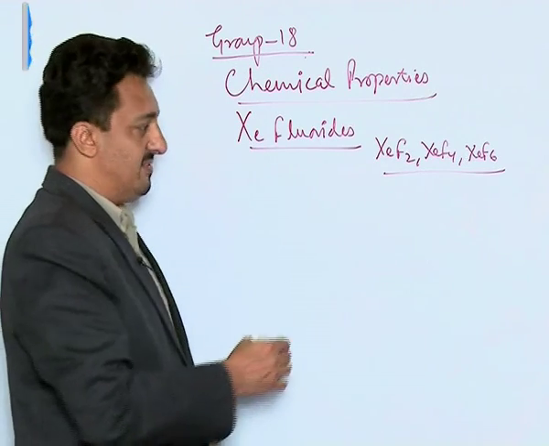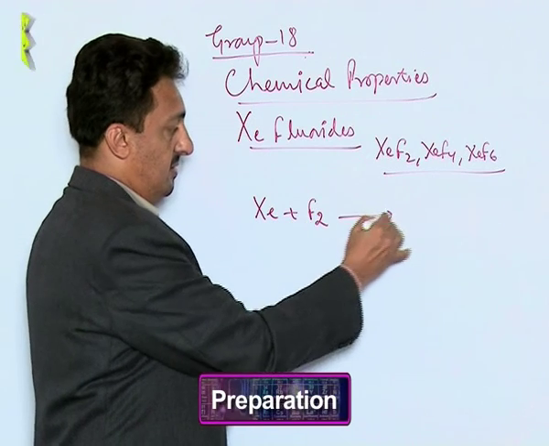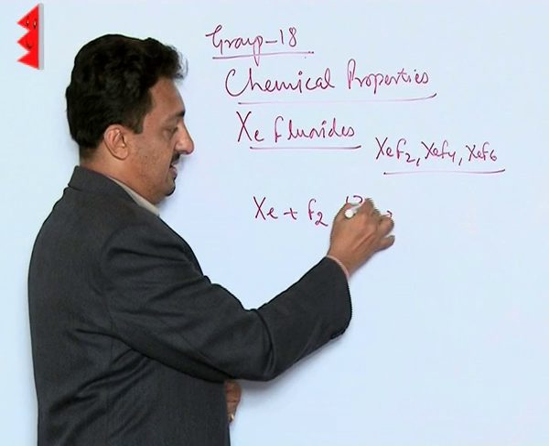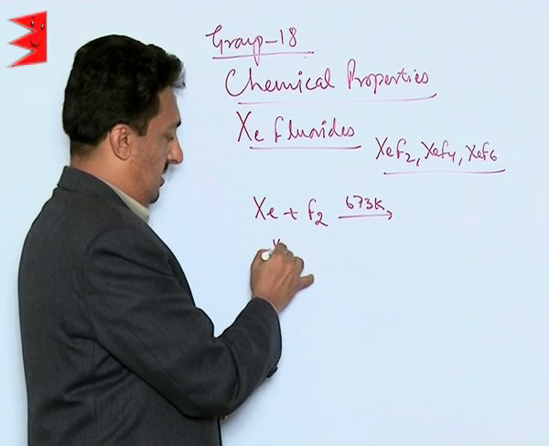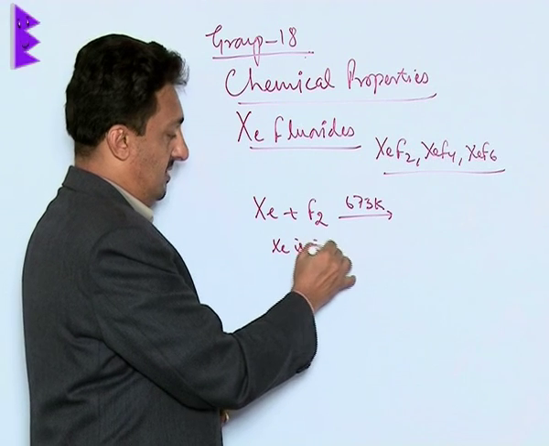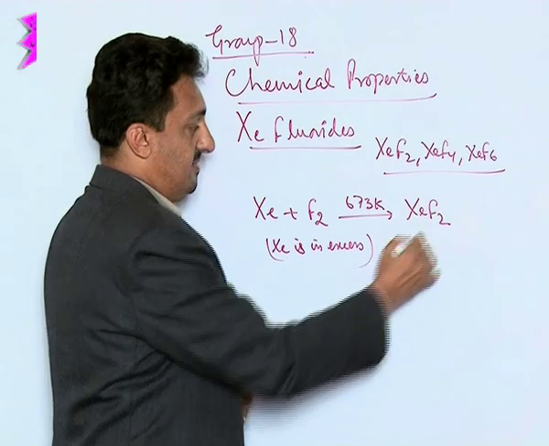Now what we need to understand is that xenon combines with fluorine at around 673 Kelvin, in which when xenon is in excess, we get xenon difluoride.